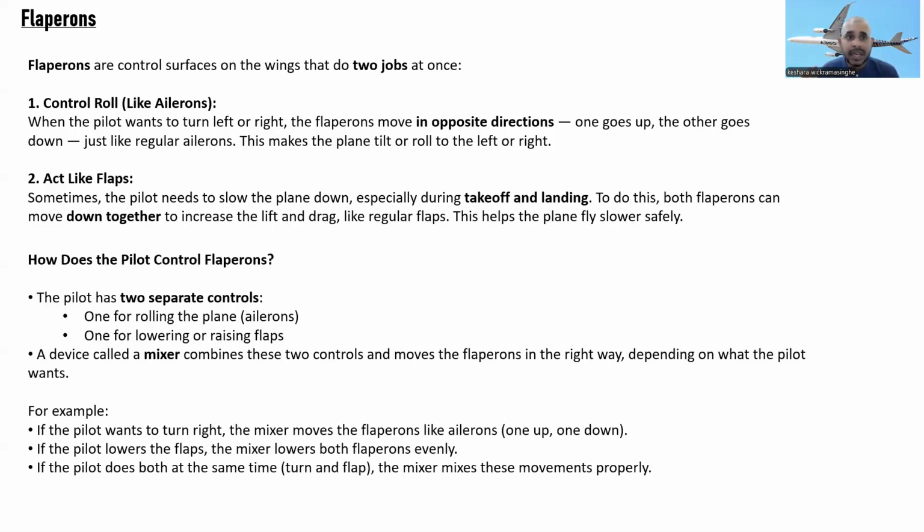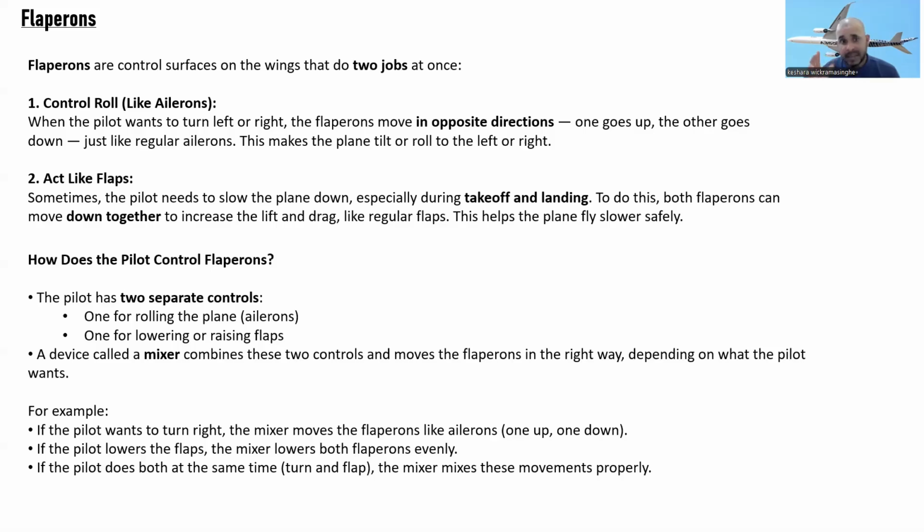Just like regular ailerons, this makes the plane tilt or roll to the left or right. They also act like a flap. Sometimes the pilot needs to slow down the plane, especially during takeoff and landing. To do this, both flaperons can move down together to increase lift and drag. Like regular flaps, this helps the plane fly slower safely. So how does the pilot control flaperons? The pilot has two separate controls.